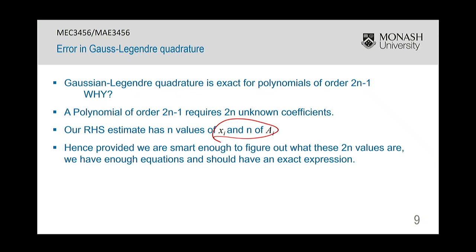able to ensure that all of the expressions x to the 0, x to the 1, x squared, all the way up to x to the 2n minus 1, integrate exactly. Therefore, our Gauss-Legendre quadrature will be exact for all polynomials of order 2n minus 1.